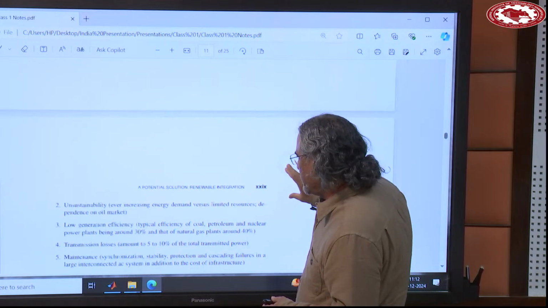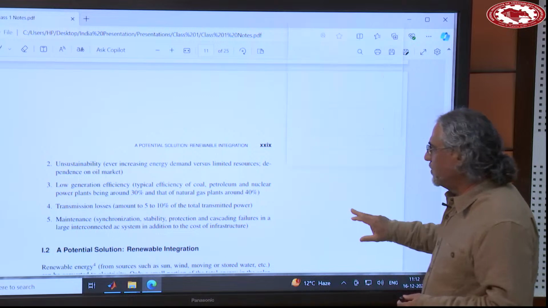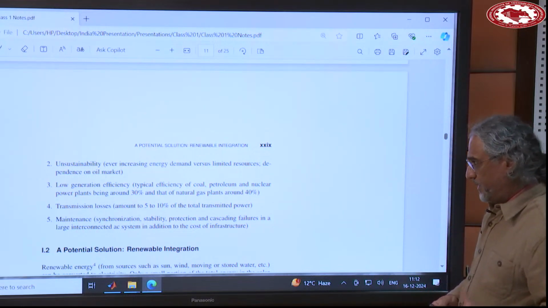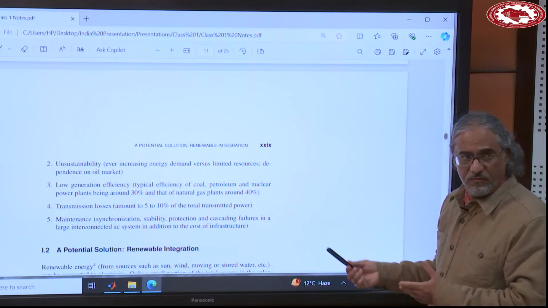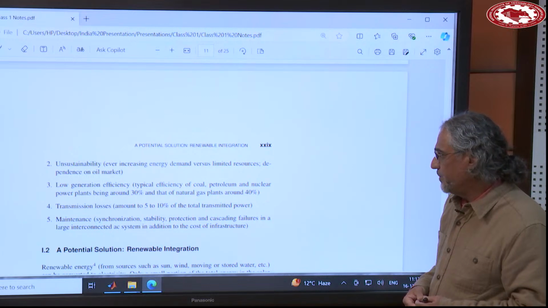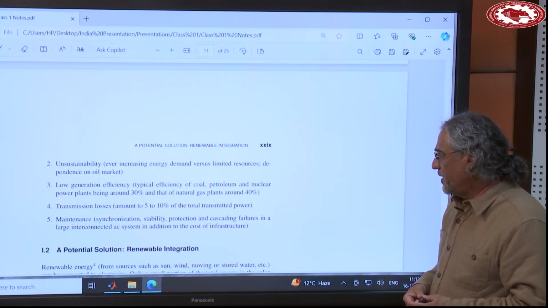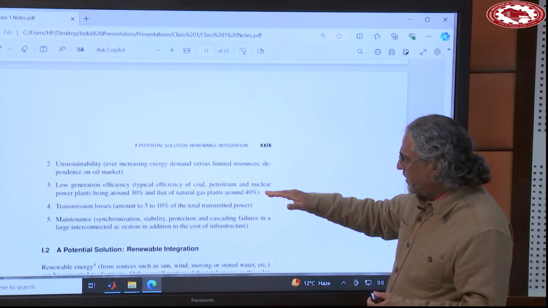So this is not a sustainable approach, because the need for energy is ever increasing, and if you want to continue with this approach, it's not going to work in the long run. A few other aspects we can talk about.